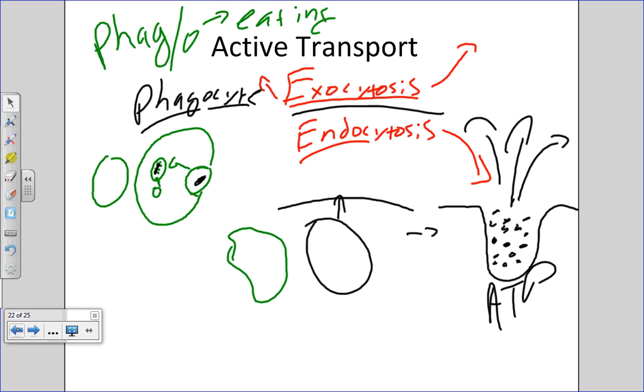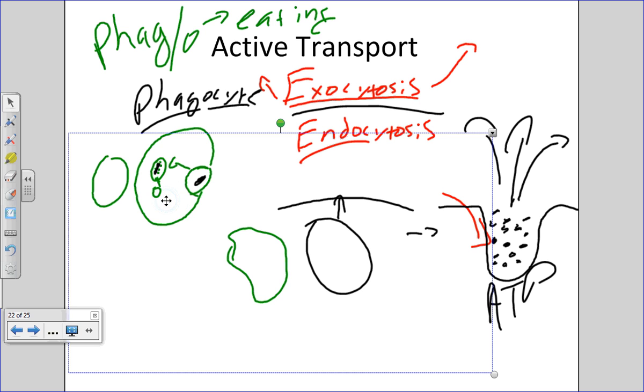And again, you're going to hear about these later. When I get to the nervous system, I'll talk a lot more about synaptic vesicles and exocytosis, and when we get to the immune system, I'll talk a lot more about phagocytosis and phagocytes.